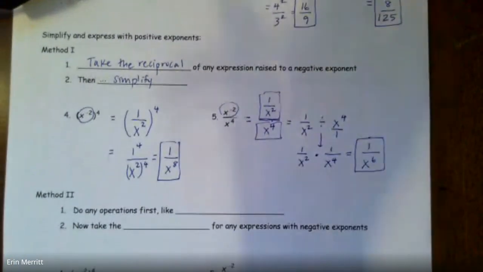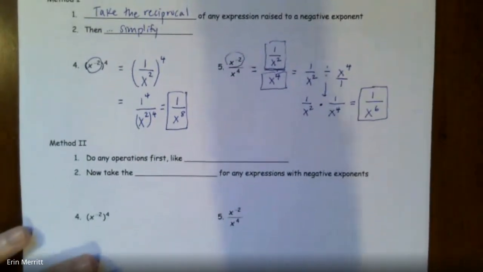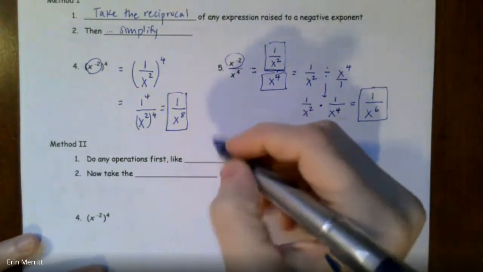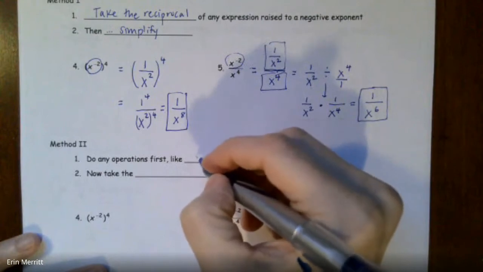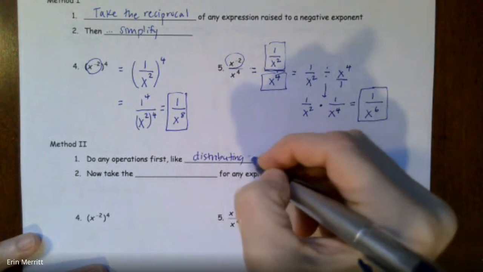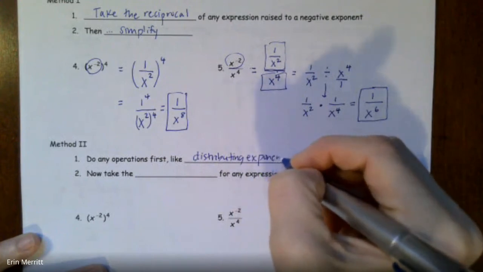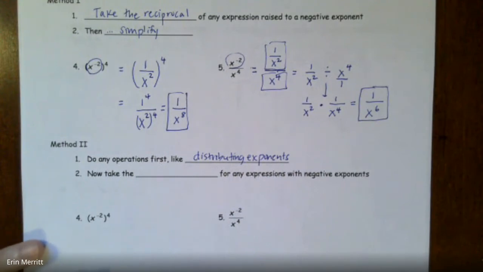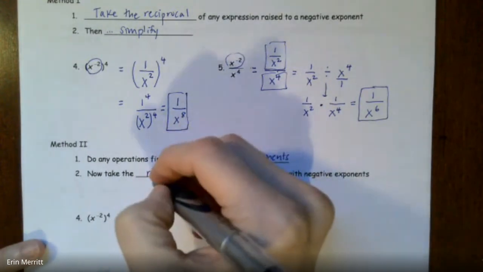Second method is to actually do any operations first. And now when I say that, I mean specifically like exponents, right? So essentially like distributing exponents. And then now take the blank for any expression with negative exponents. So now take the reciprocal.